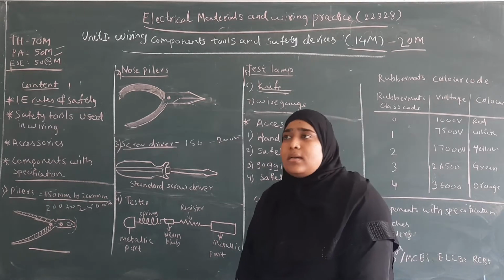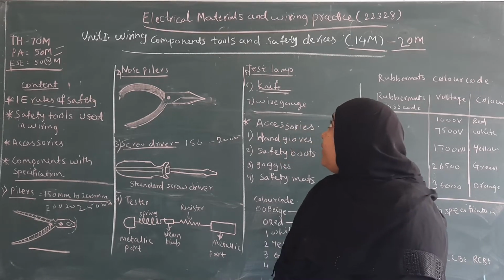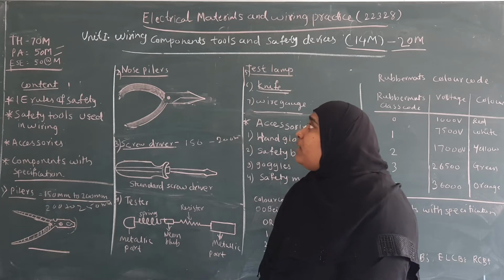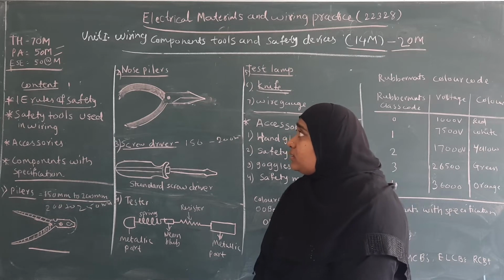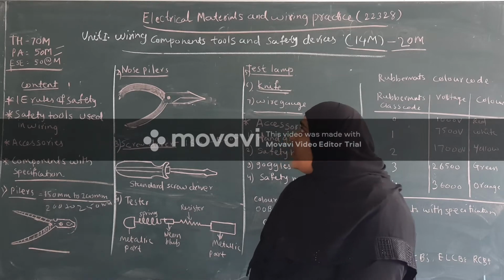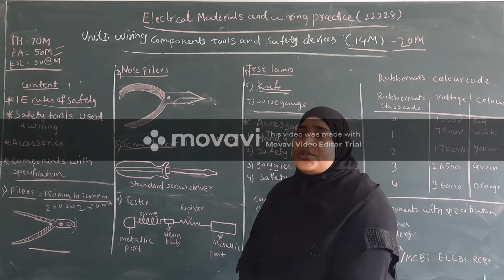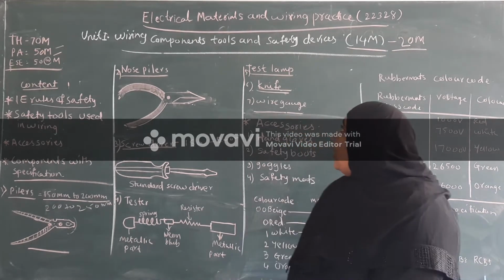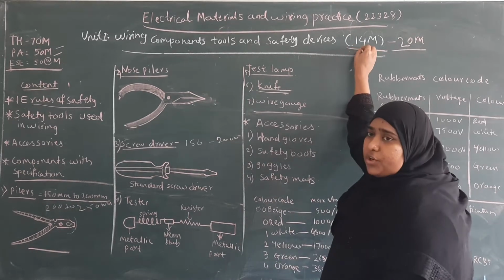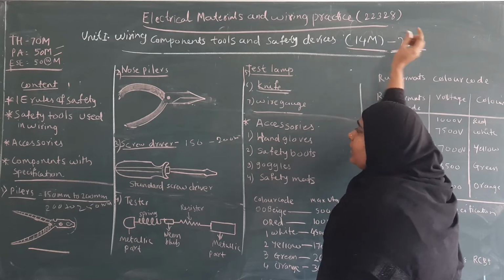Today I will discuss electrical materials and wiring practice, in which 70 marks are for theory, 50 marks for practical, and the end of semester exam is 50 marks. Today I will deliver the first unit, electrical wiring components and safety devices. For this examination, it will ask for 14 marks and the option is clear about 20 marks.